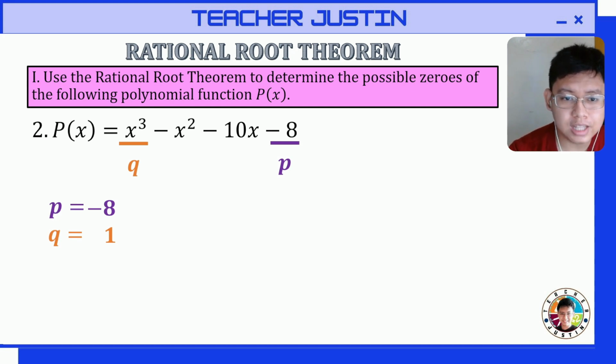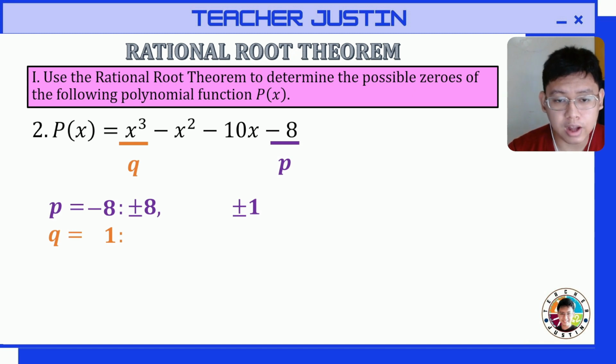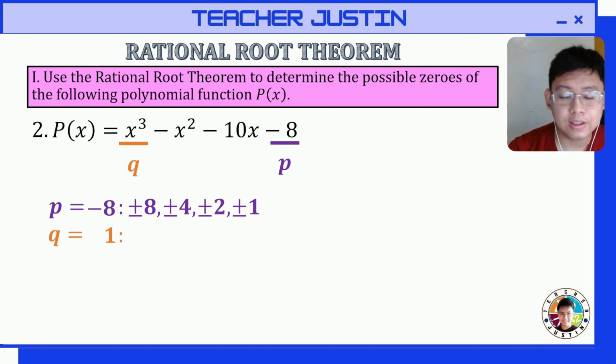Now, ang susunod nating step is we will get the factors of our P and Q. So, kunin natin yung factors ni negative 8. So, we have negative 8 times positive 1 or positive 8 times negative 1. So, positive negative 8, positive negative 1. We also have positive negative 4 and positive negative 2. So, 4 times 2 is 8. Ayan. So, we will consider both positive and negative factors of our number.